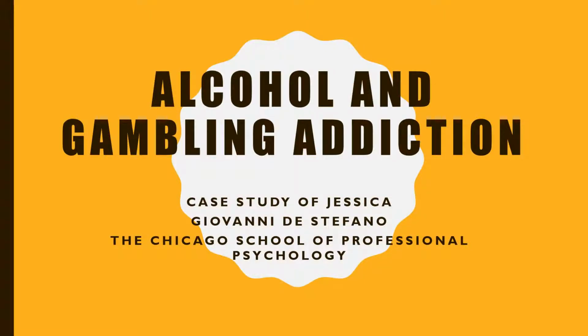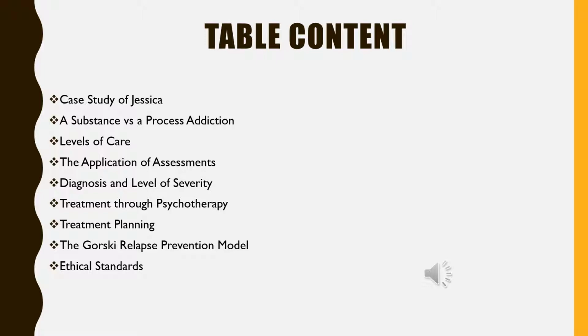Alcohol and Gambling Addiction: The Case Study of Jessica by Giovanni Di Stefano, the Chicago School of Professional Psychology. The following PowerPoint will discuss the case study of Jessica, a substance use versus a process addiction, the application of assessments, a diagnosis and level of severity, the levels of care, treatment through cognitive behavioral therapy and motivational interviewing, treatment planning, the Gorski relapse prevention model, and ethical standards.